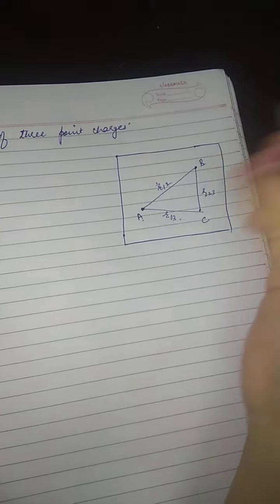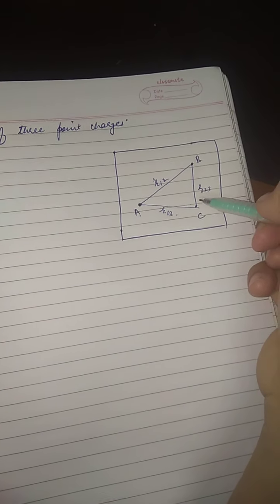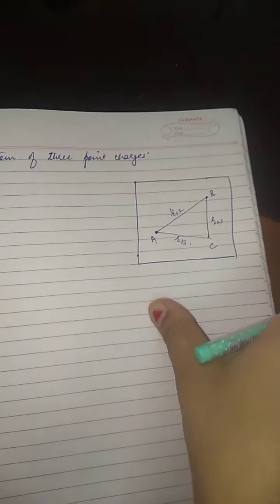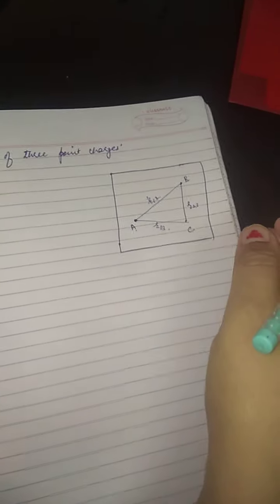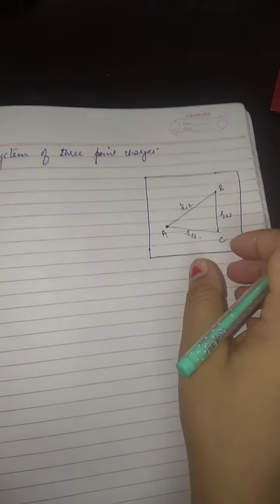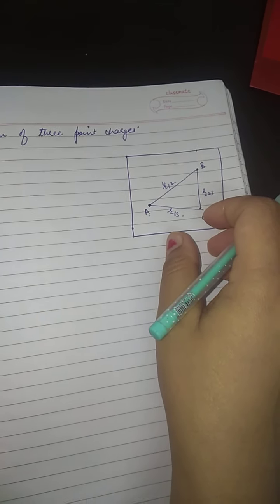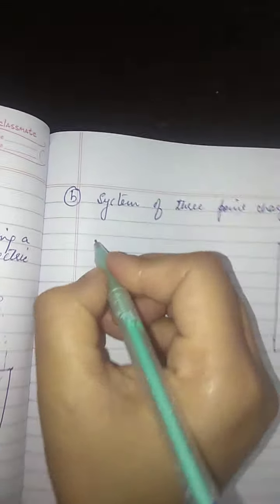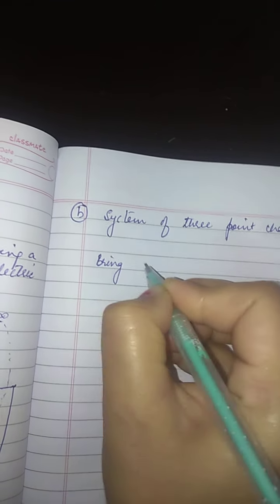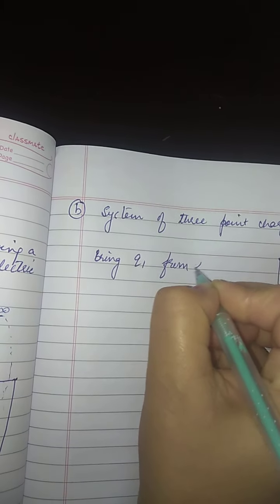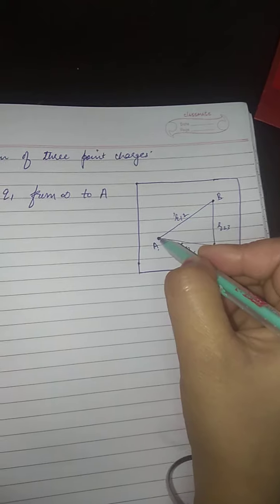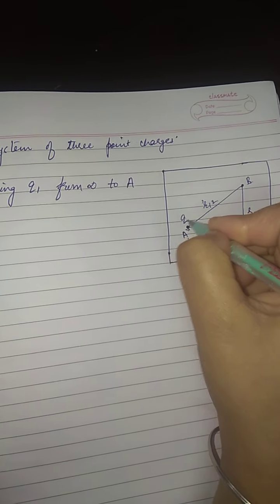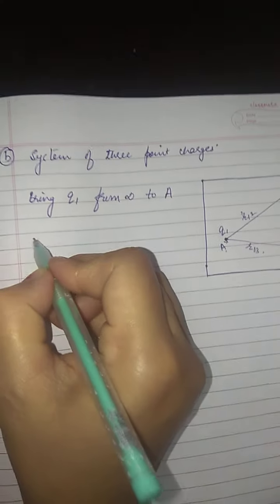Again, I'll follow the same rule. I will consider the point charges which are placed here at points A, B, C: Q1, Q2, Q3. They are initially at infinity, and now we will bring all the 3 charges one by one from infinity to their respective points, and then we will find out the work done in bringing all the charges. So first bring Q1 from infinity to point A, and place it at this particular point. So what would be the work done?